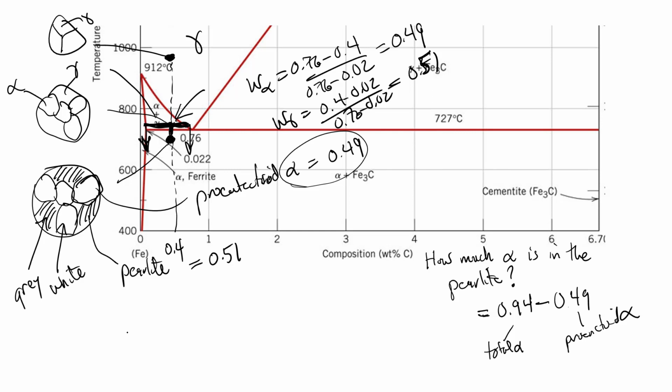Now, we're going to talk about one last concept of importance in this chapter, and it's related to your homework, and that is the concept of non-equilibrium cooling. Remember, equilibrium means that we cool and heat very, very slowly so that diffusion can occur and all of the phases can come to equilibrium. But if we start cooling rapidly, things change a little bit.